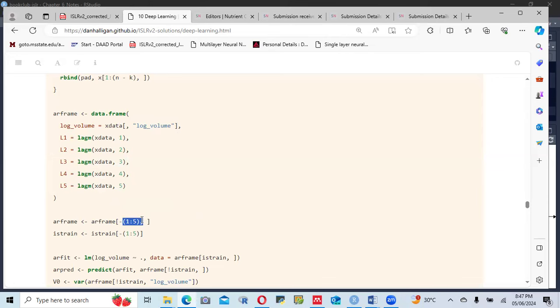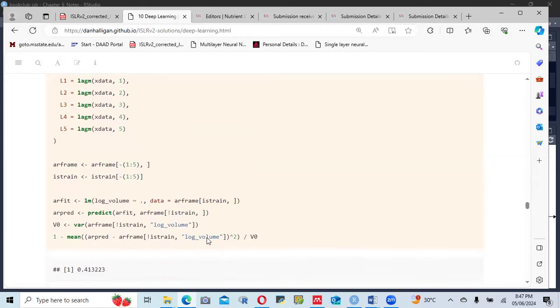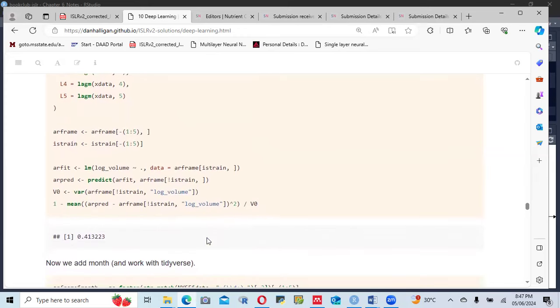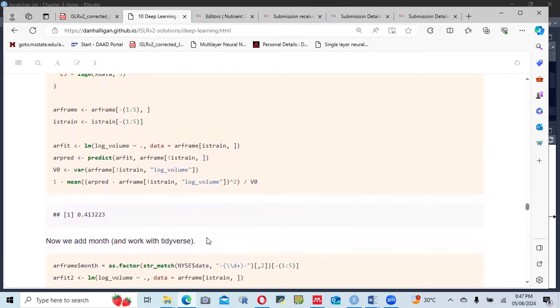Every other row will be retained except rows one to five. Is the trend the same? Then here we are fitting the model, where log of volume is going to be our response. So here we run our predictions. Here is the variance. Then here we extract the mean.